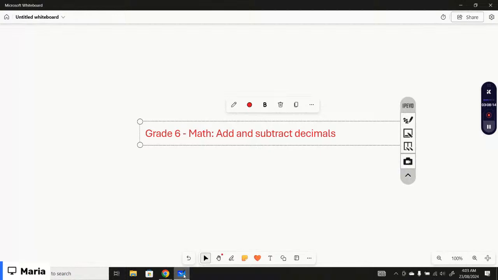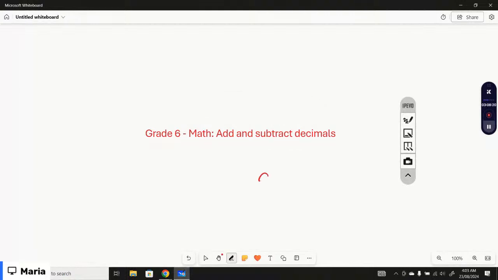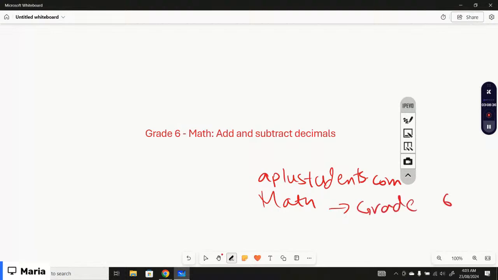We are here for grade 6 math. You can find all the lessons on aplusstudents.com. You have to log in there using your email address and the password provided by the administrator. Then you have to select math from the subject tab. Scroll down to grade 6 math and then click on view all lessons.